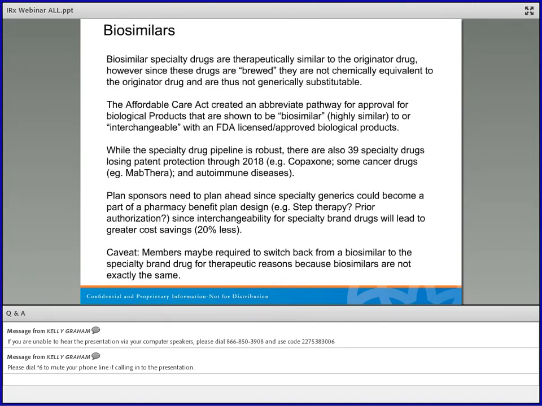The Affordable Care Act did try to encourage manufacturers to develop biosimilar products, and they created an abbreviated pathway for approving biological products that are shown to be biosimilar, which means highly similar. They're not the same, but they're highly similar to an FDA-approved brand drug or a licensed or approved biological product.